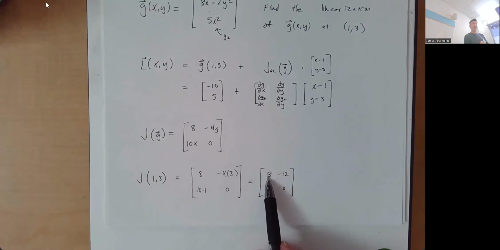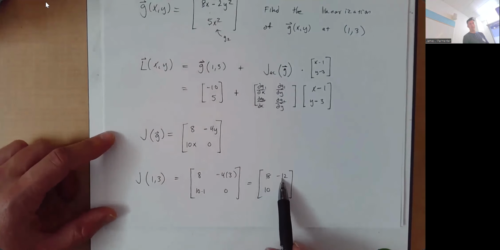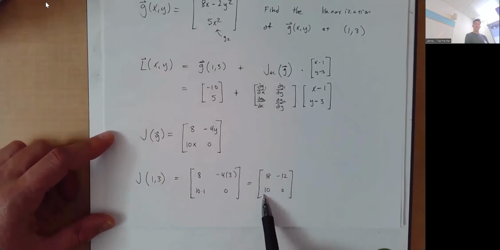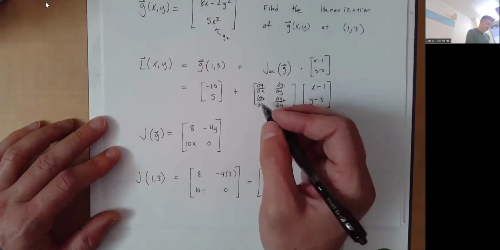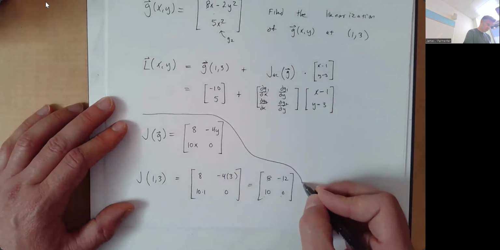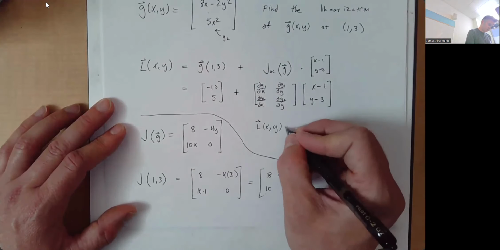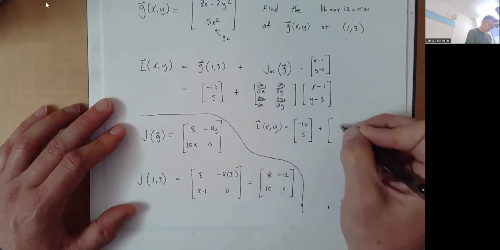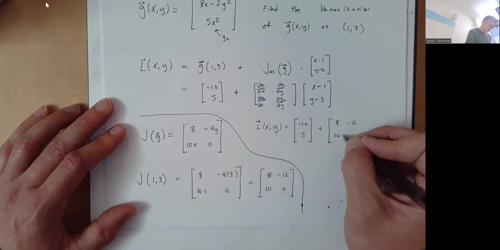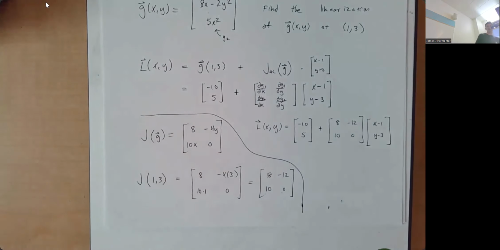So this is just the derivative in the x direction at our given point of the first piece. This is our derivative in the y direction of our first function. This is the derivative in the x direction of our second function. This is the derivative in the y direction of our second function. And so when we write this out, our linearization as a vector valued function is just going to be negative 10, 5 plus the matrix 8, negative 12, 10, 0 times x minus 1, y minus 3. That's the compact way of writing it.